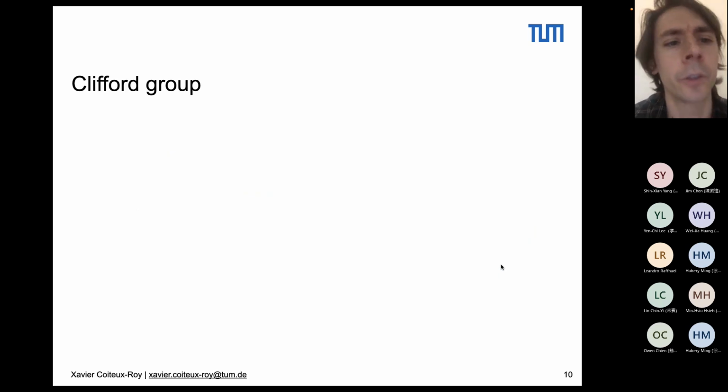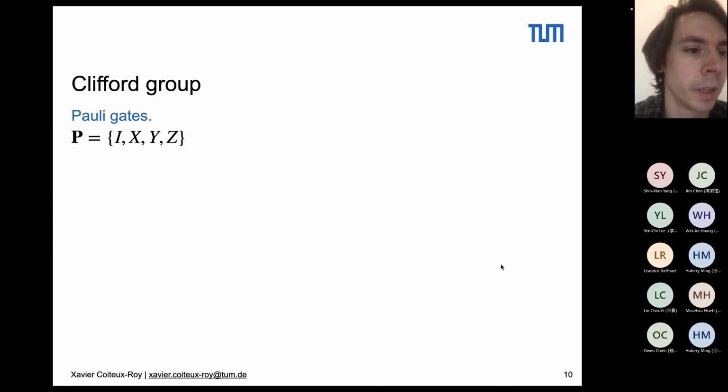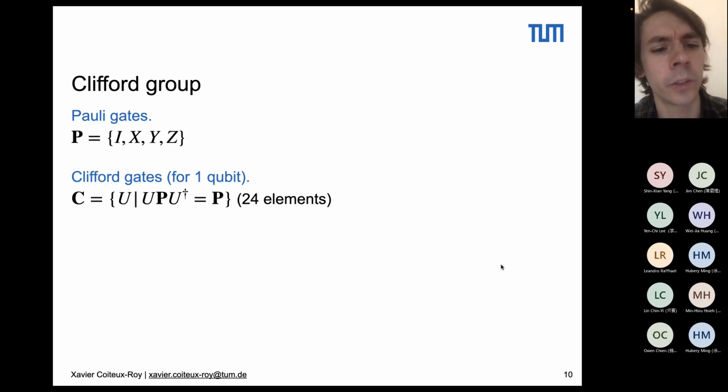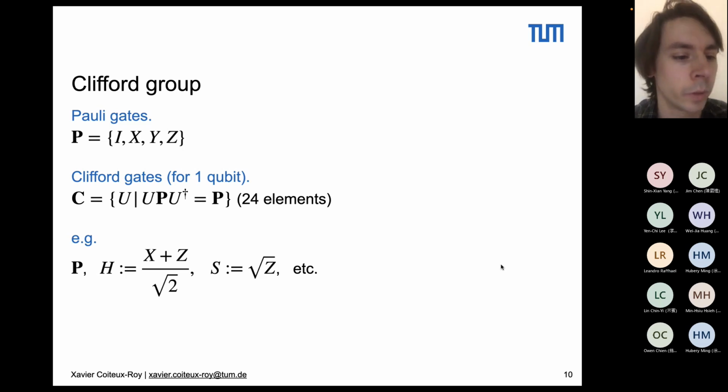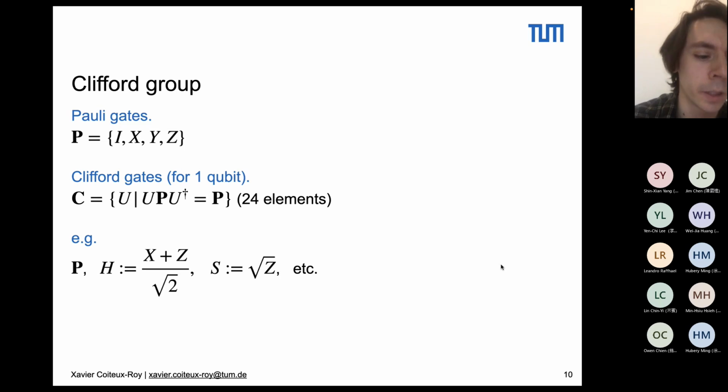Now I'll talk a bit about the Clifford group and then talk about gate teleportation using Clifford gates. So Pauli gates are gates of this set, which are I, X, Y, Z. And Clifford gates are gates that stabilize the Pauli gates. So for one qubit, for example, it's a set of unitaries that will stabilize the set of I, X, Y, Z. For example, a Pauli gate is Clifford. Hadamard is also Clifford. Phase gate is a Clifford gate, etc.